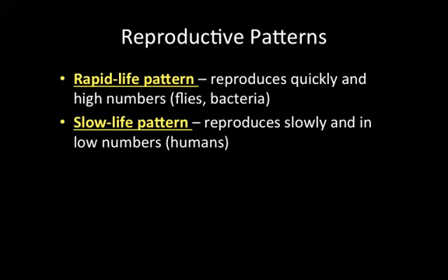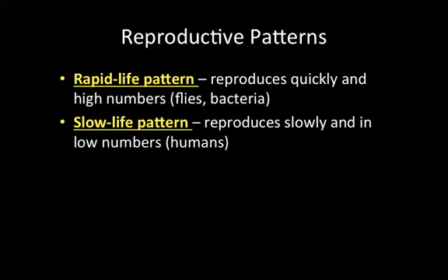So you're looking at things like flies. Bacteria have a rapid life pattern. They reproduce very quickly. Their gestation period, or how long it takes for them to produce offspring, is very, very short. So flies reproduce very quickly. Bacteria reproduce very quickly and in high numbers.